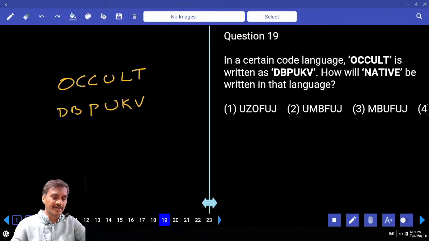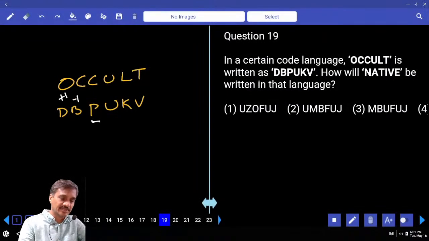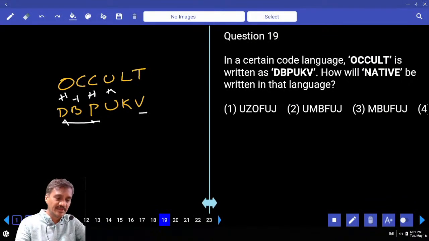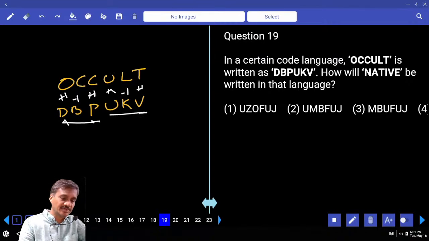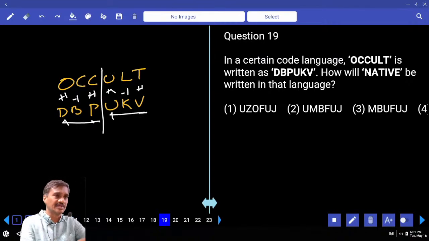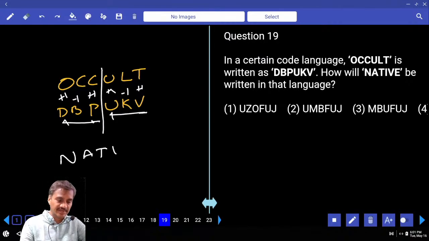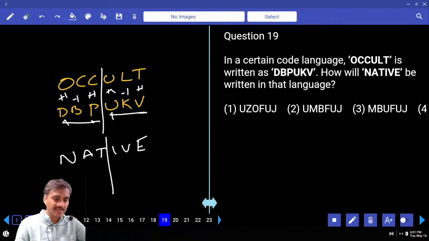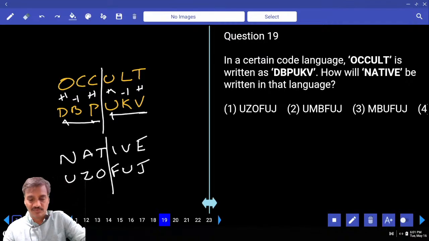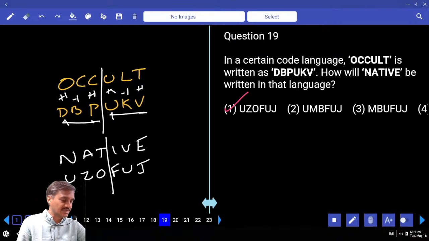Now here, O and P. O plus 1 is P, written in the reverse. C minus 1 and C plus 1. And U plus 1 is V, L minus 1 is K, T plus 1 is U. So plus 1, minus 1, plus 1, then they were written in the reverse. In the same way, NATIVE. Now in this native, N plus 1 is what? O. A minus 1, Z. T plus 1 is U. I plus 1, J. V minus 1, U. E plus 1 is F. OZUJUF. Choice 1, question number 19.